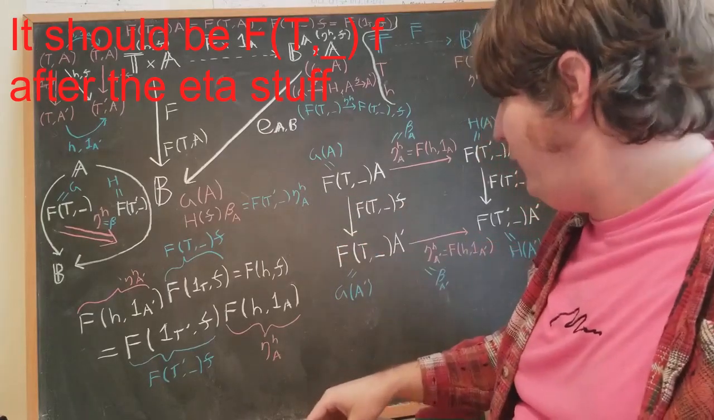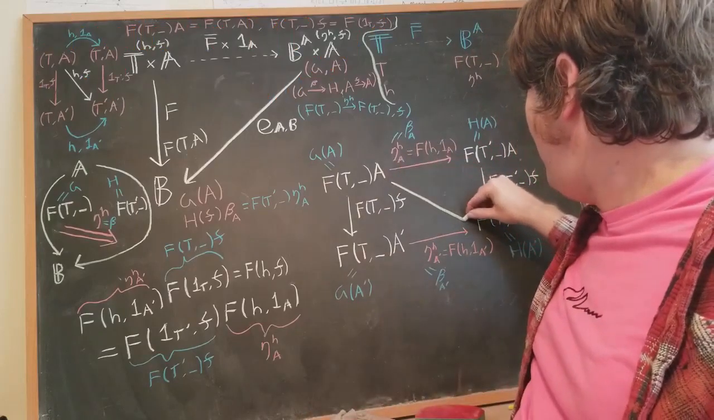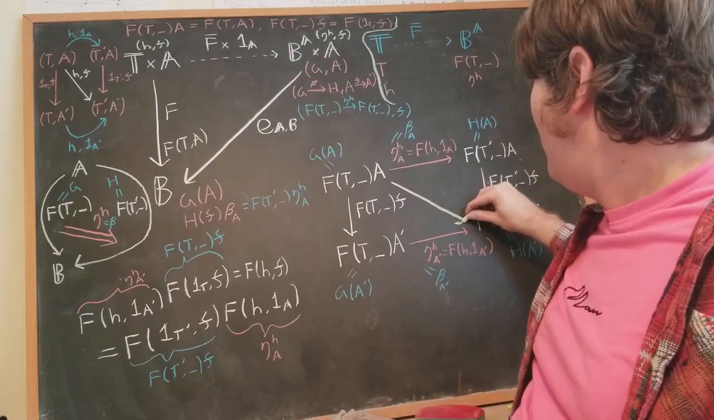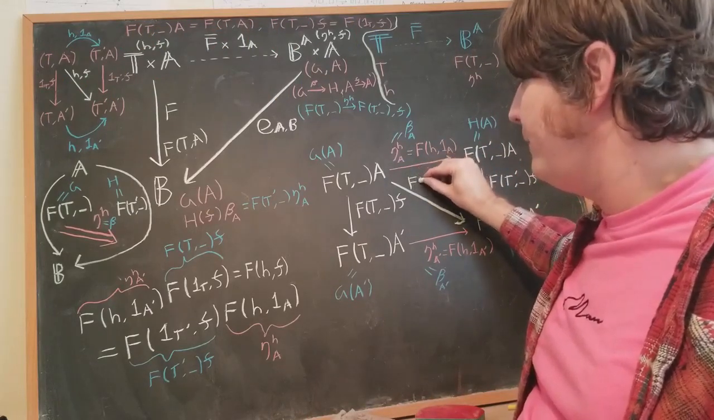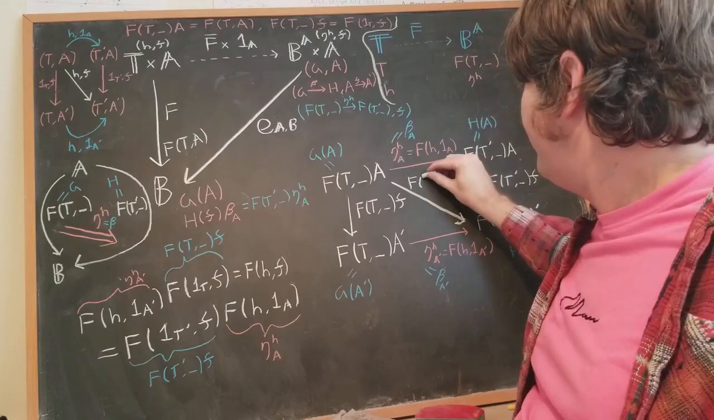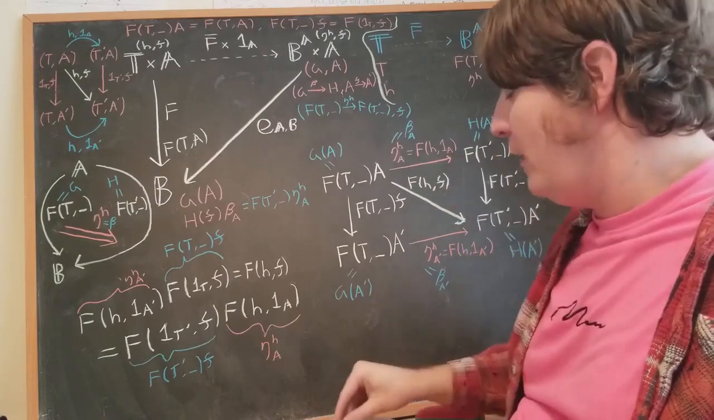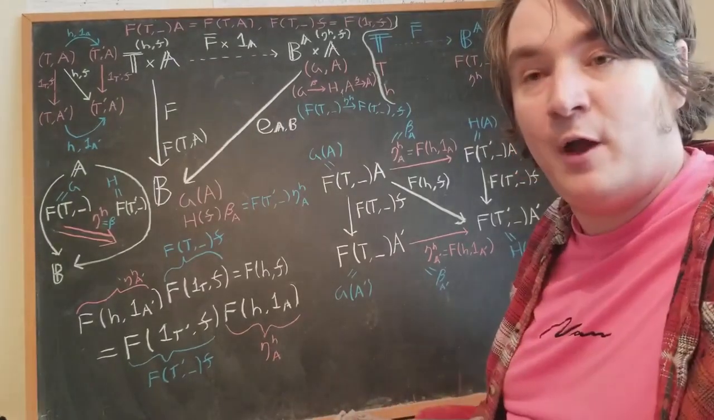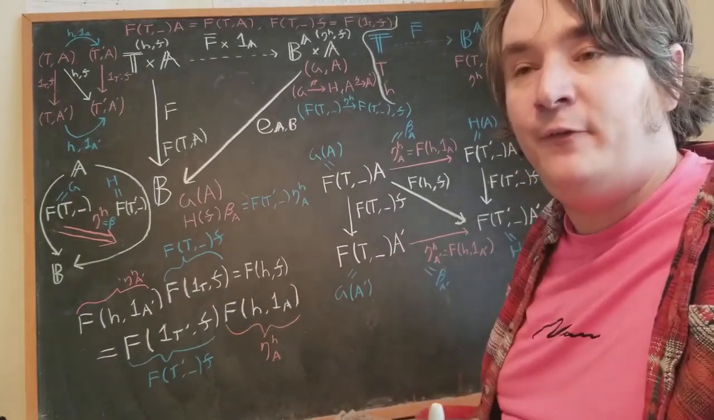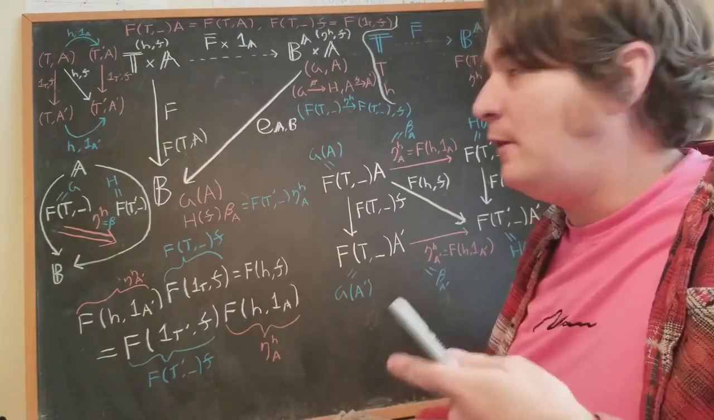And that is precisely this arrow here, which we could also call F of H comma F. So everything matches up. Okay, so let's just go through this again, because this argument about the arrows is a little bit complicated.